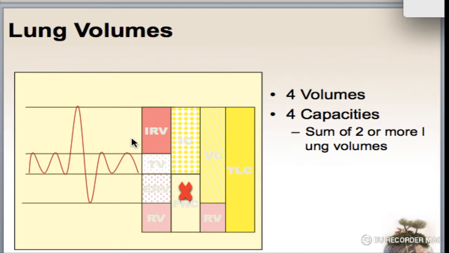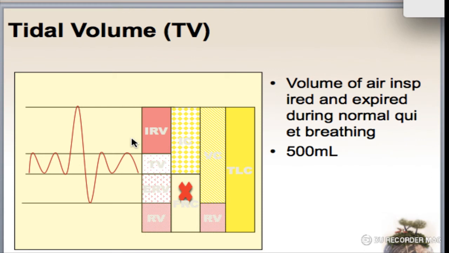So lung volume. We have four volumes and four capacities. The sum of two or more lung volumes represents the lung capacities. Tidal volume is the volume of air inspired and expired during normal breathing. Usually, academically, it's almost 500 ml.